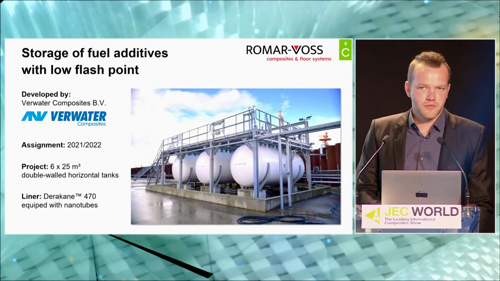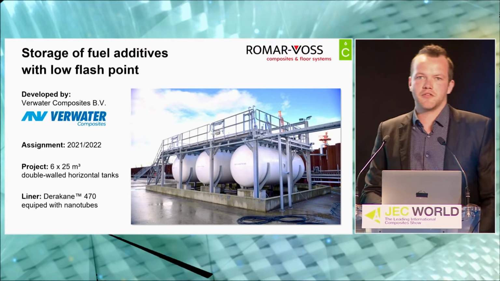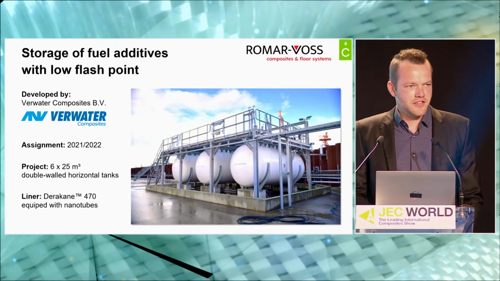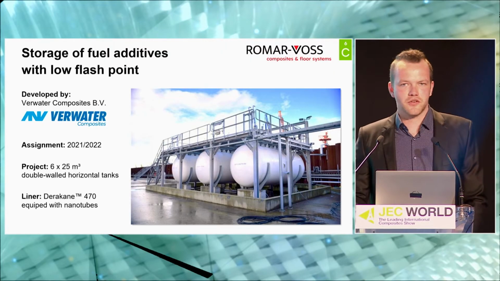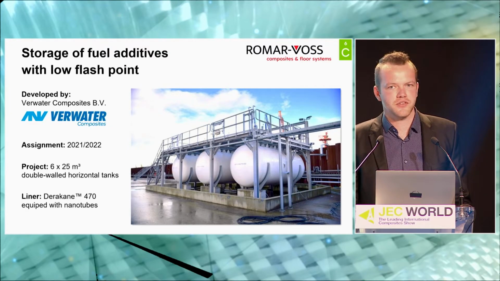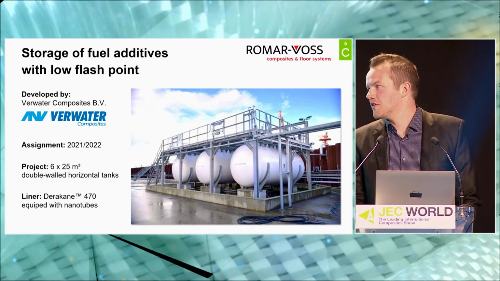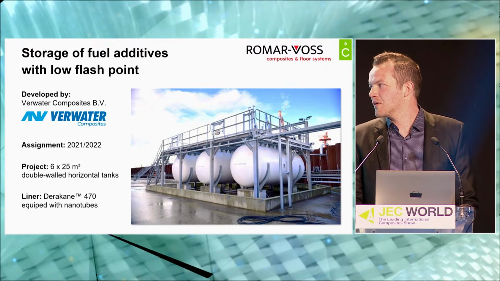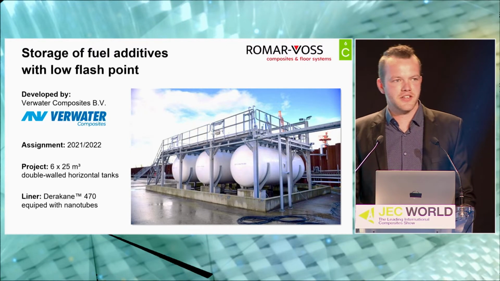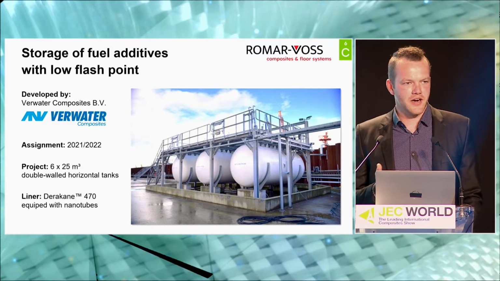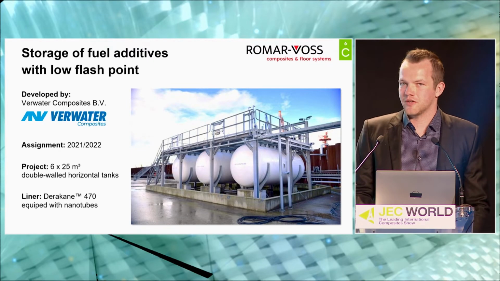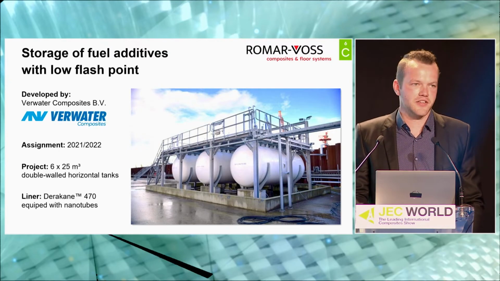Here we see an example of the product made by Verwater Composites. These are storage tanks. These tanks will store some fuel additives with low flash points. The liner is equipped with a Derricane 470 with some nanotubes in it, and those nanotubes provide the transportation of possible sparks to the ground, so that the sparks don't ignite the fuel that's inside these tanks.